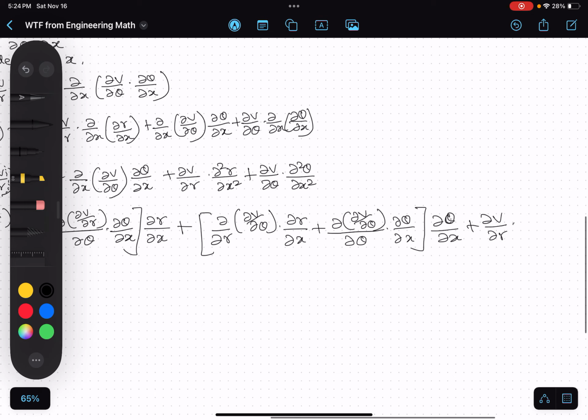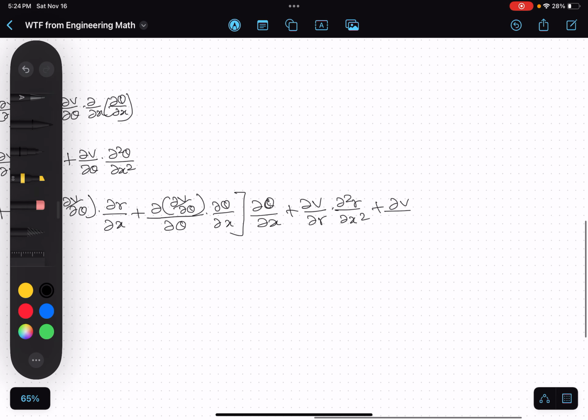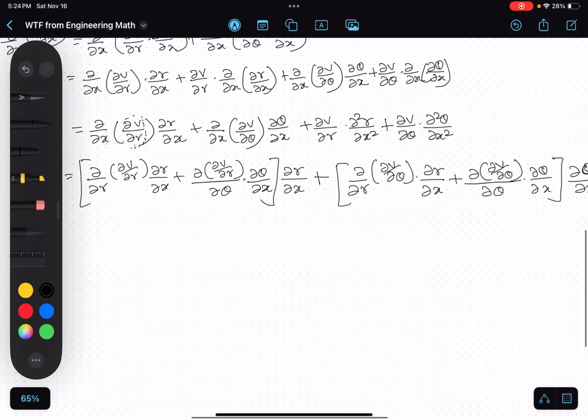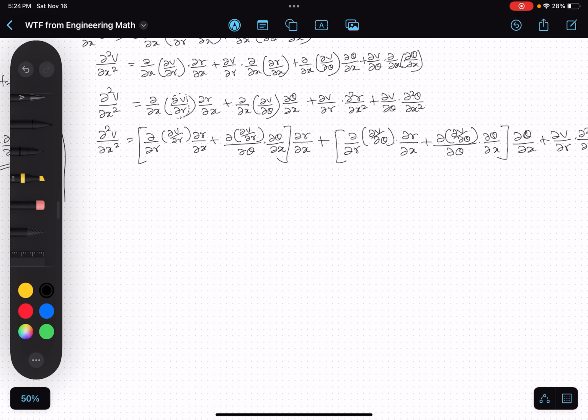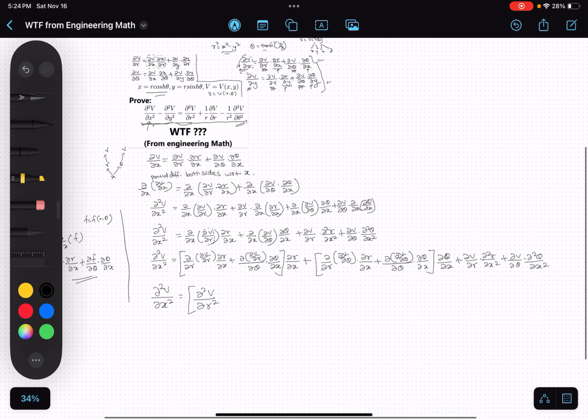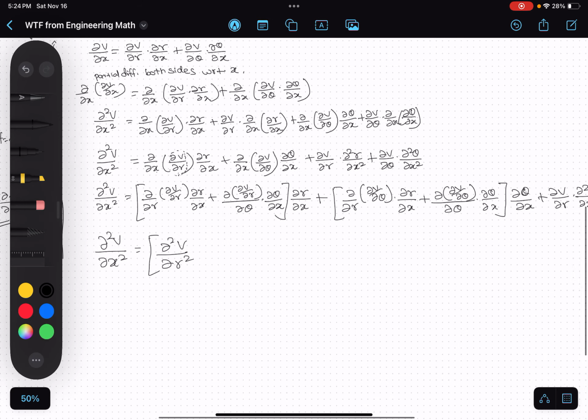Partial b partial r, partial square r by partial x square, partial b partial theta, partial square theta by partial x square, right? Okay. Now after this, there's not a lot of thing left. Don't worry. We are almost at the end of this movie, right? So partial b partial x square is equal to, now notice that there's partial r partial r, it's the same, so this is just partial square b by partial r square. Now there's some glimpse of hope, because we exactly needed partial square b by partial r square, right? So we got one of those expressions.